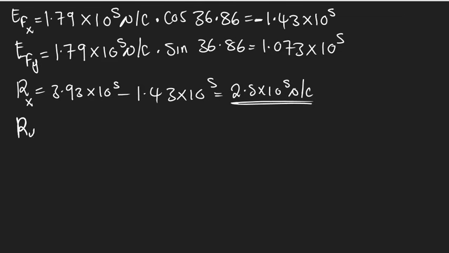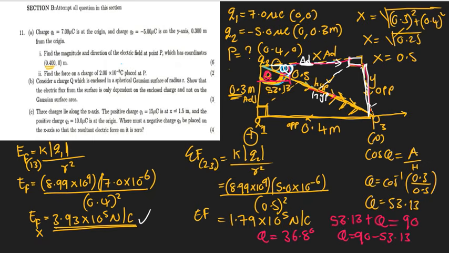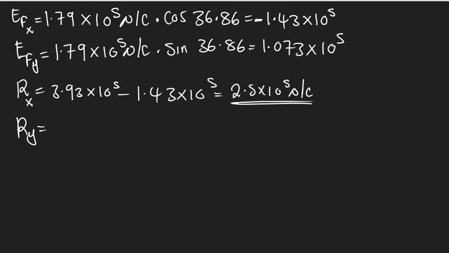How about resultant in the y? Remember, in the y we had a 0 for the first one. Then for the second one, what did we have in the y? We had this one. So we are going to add it to this one. So 0 plus this, we find everything in the y. You discover that you're going to get 0.73 multiplied by 10 to the power 5 Newton per coulomb. We can now find the final resultant.